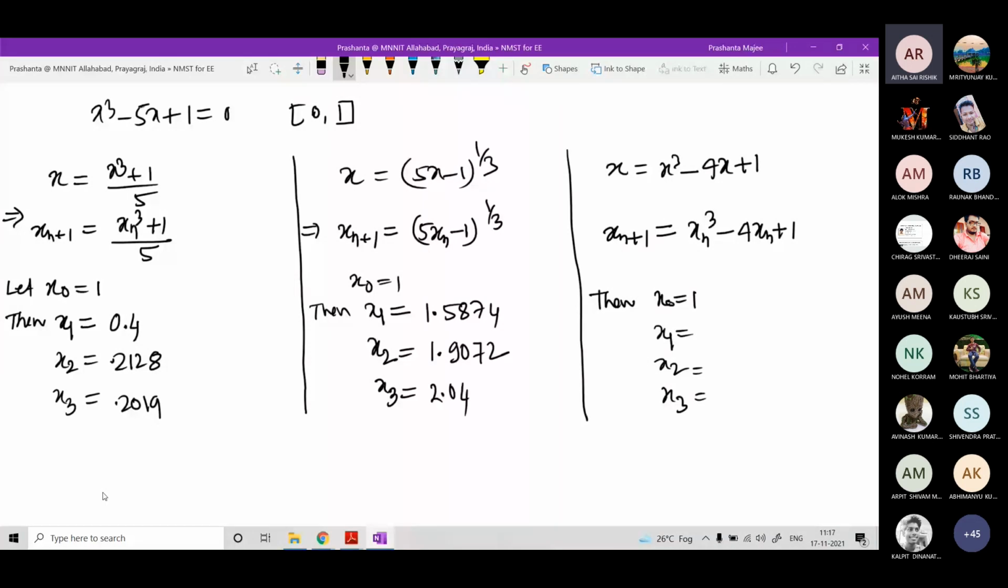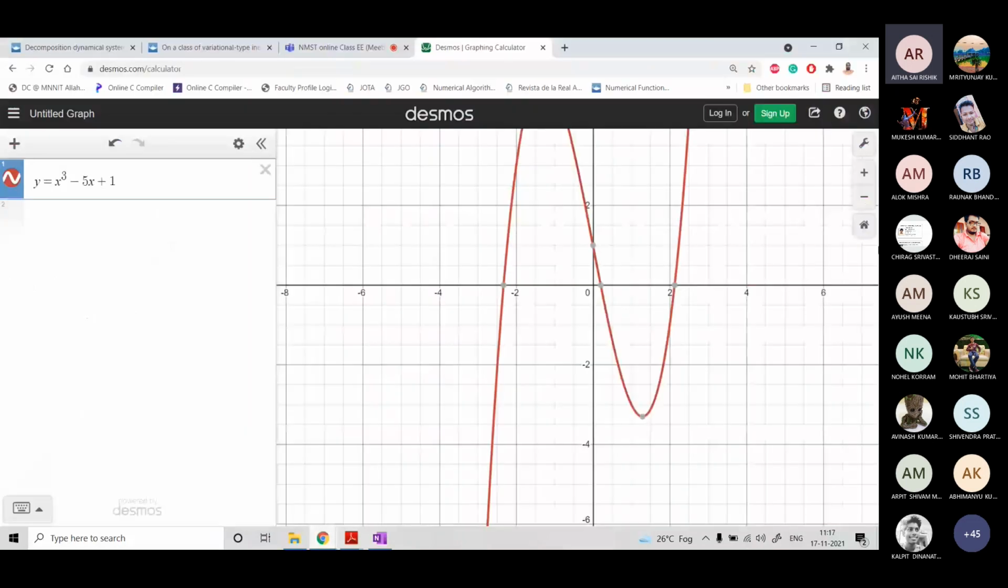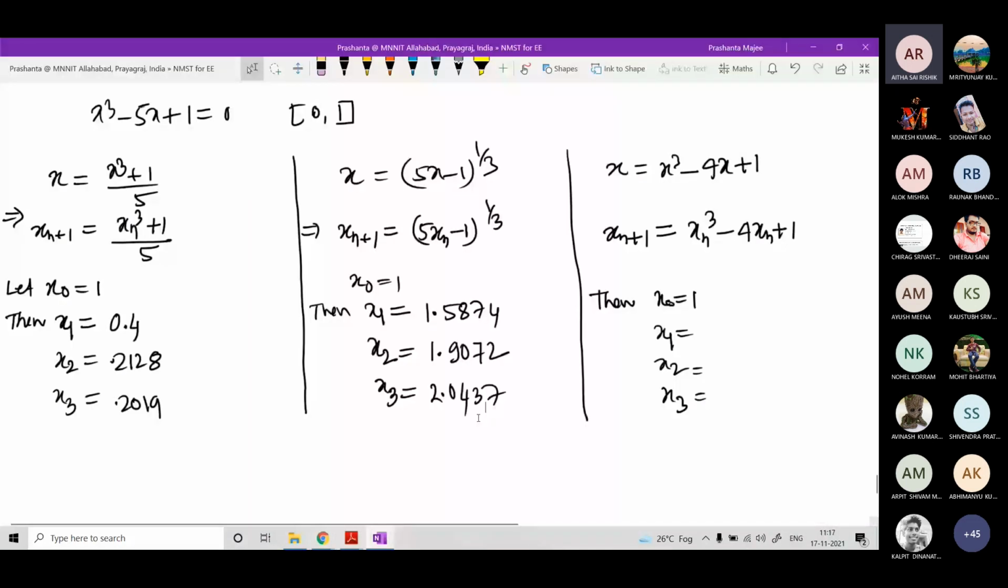No, sir. It is converging to the root greater than 2. It has a root greater than 2 point something. So it is moving towards that, is it not? You look at the graph, it has a root greater than 2 point something. The root is 2.128. So it is moving towards that, though you started from x0 equals 1.